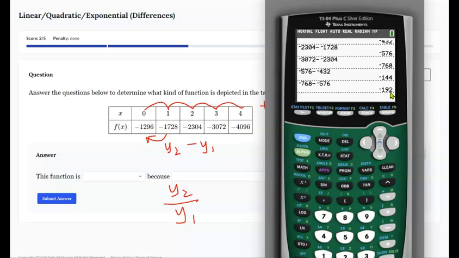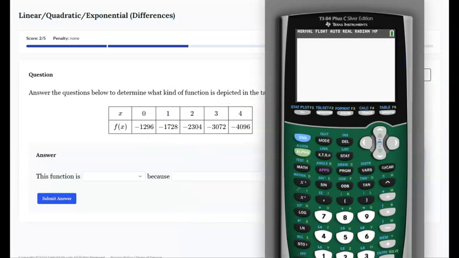So there's no common first difference, and there's no common second difference. So now what I'm going to try is checking for a common ratio. Again, I'm going to take the second value, I'm going to divide it by the first.